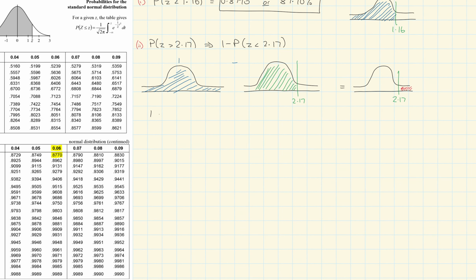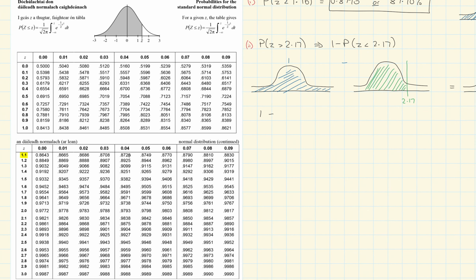So it's going to be 1 minus, we're on log tables and we're looking for 2.17, so we'll find our 2.1 first, 0.7, we get 0.9850. Into your calculator always to be safest, just because we're dealing with small and long decimals, and we get 0.015, or to convert that to a percentage then 1.5%. Okay, that's part 2.